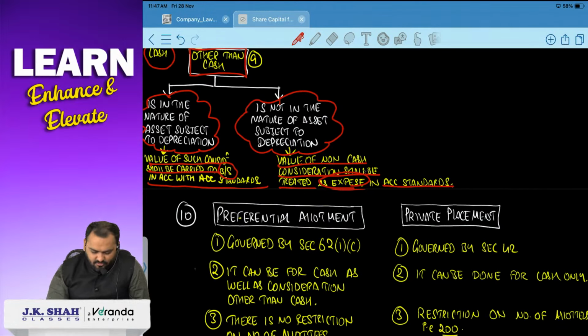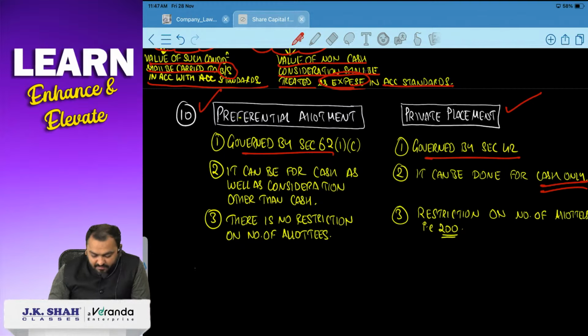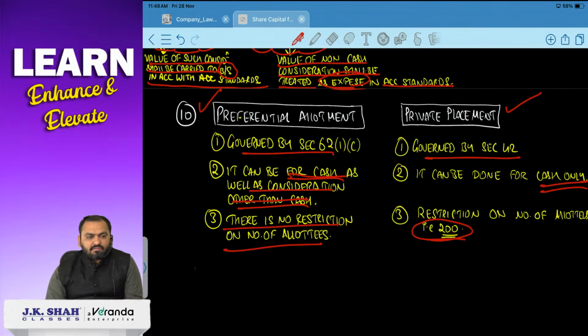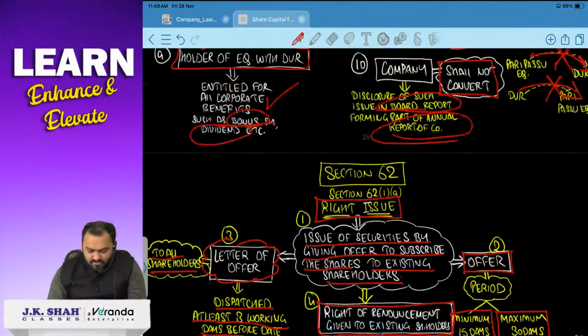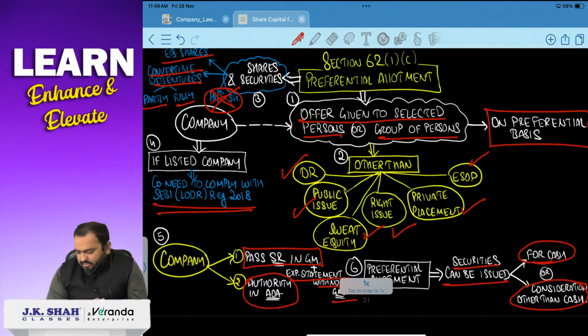Understood? So this is the thing, and here is the difference between preferential allotment and private placement. Obviously the sections are different. Private placement should be only for cash. Preferential allotment can be for cash as well as consideration other than cash. Then in private placement it was 200 persons. Here there is no restriction on the number of allottees. Done. So this is your rights issue and preferential allotment.